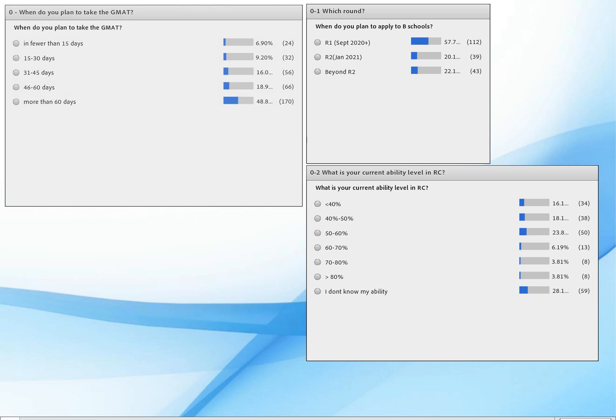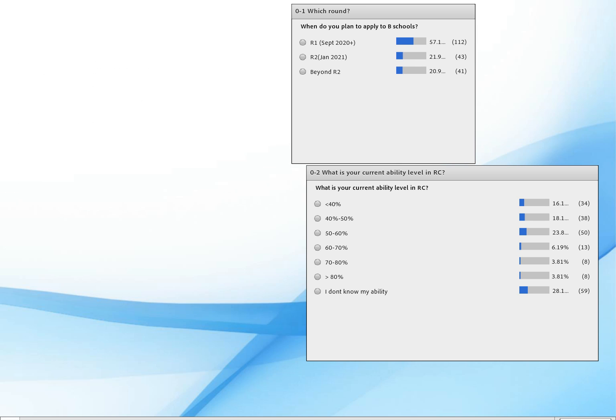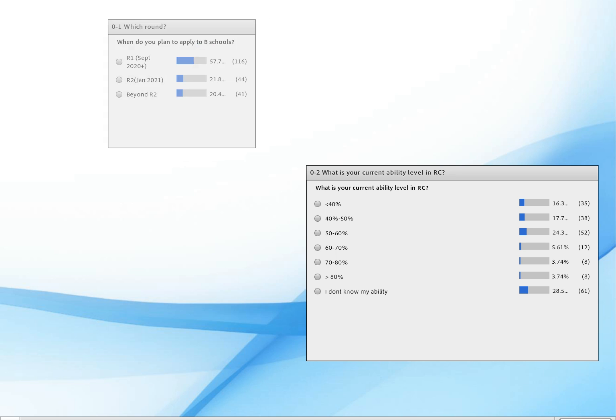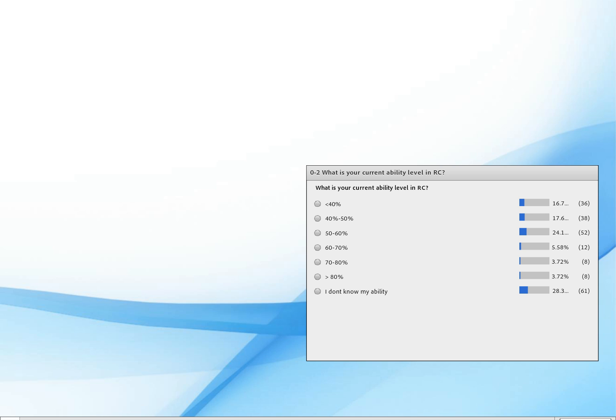Okay. Let me just hide this over here. Essentially, about 22% of you want to apply in R2, and then there are a significant number who are looking at beyond R2, which is Jan of 2021.